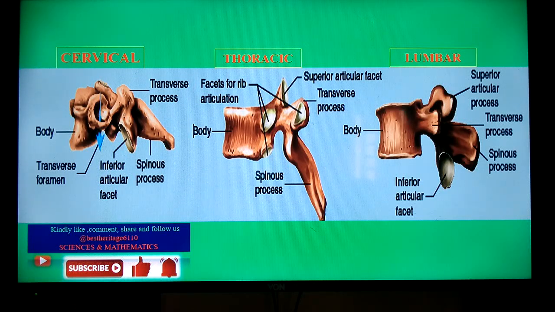Now, I've talked about various projections, and these projections, like this particular part of the cervical and the thoracic vertebrae, and also the lumbar vertebrae, which are known as the spinous processes, refer to these prominent projections, which are going to act as points for muscle attachment, as I have mentioned.